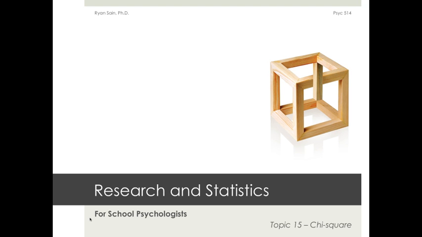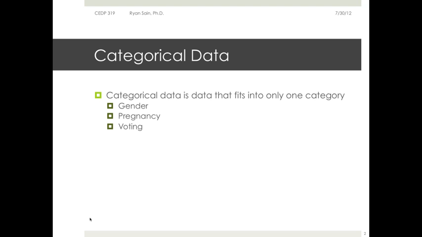And one of the ways to analyze it, and one of the most useful ways, is actually Chi-square. And Chi-square is pretty cool because it allows you to analyze categorical data, right? Data that fits into only one category, like gender, pregnancy, voting, those types of things, right? So you're male or female or something else, other, or whatever you identify with. And then pregnancy, you're either pregnant, you're not. There's kind of no in between there. You can't be both, right? And voting is the same type of thing. You voted one way or you did not.